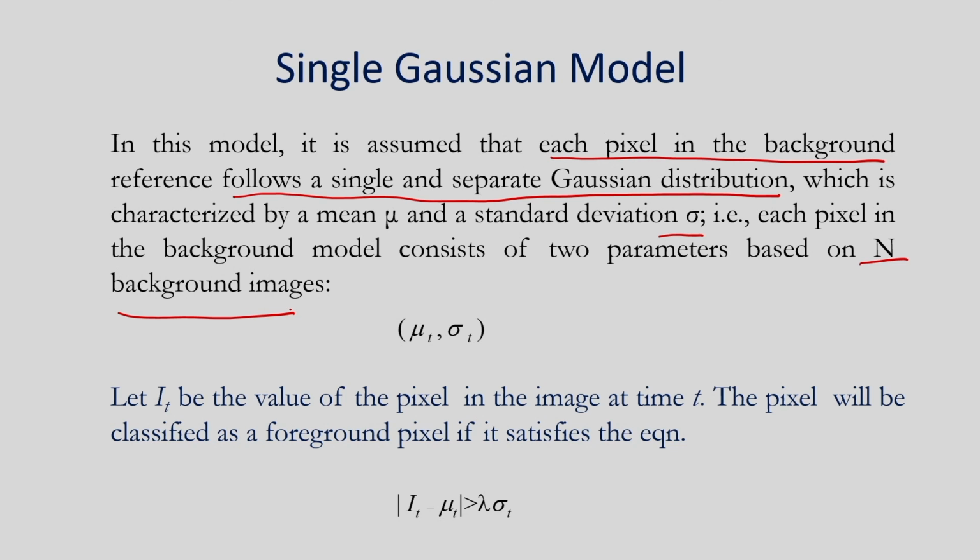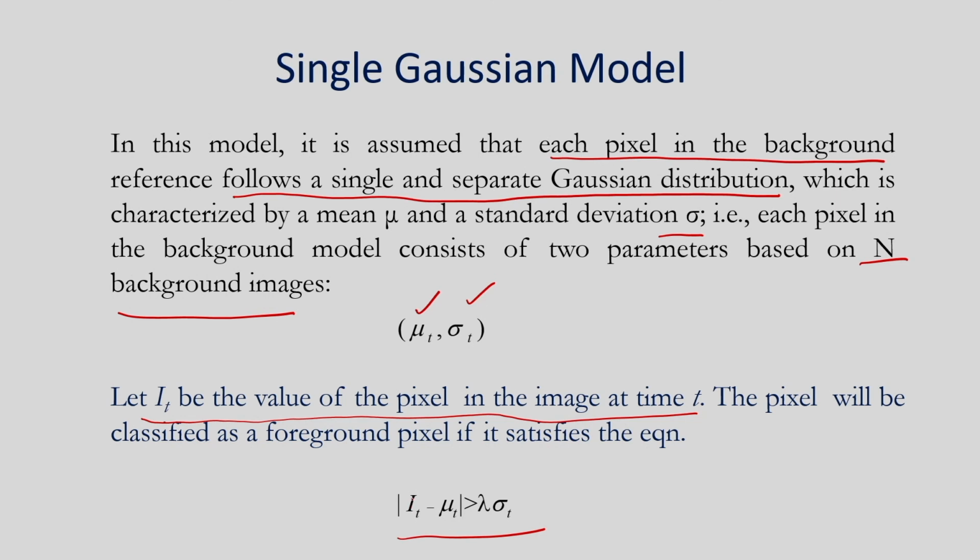So from n number of background images we can determine the mean and the standard deviation, and that is nothing but the background model of the image. Suppose x_t is the value of the pixel in the image at time t. I am considering the pixel at time t. The pixel will be classified as a foreground pixel if it satisfies the following equation. So this equation should be satisfied.